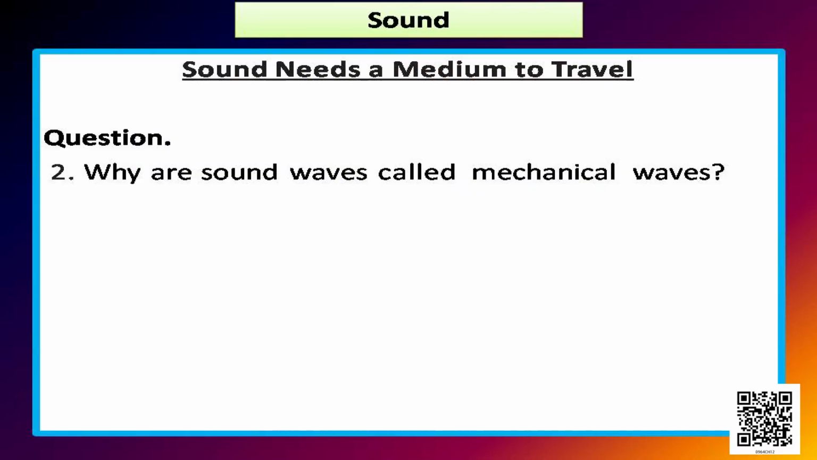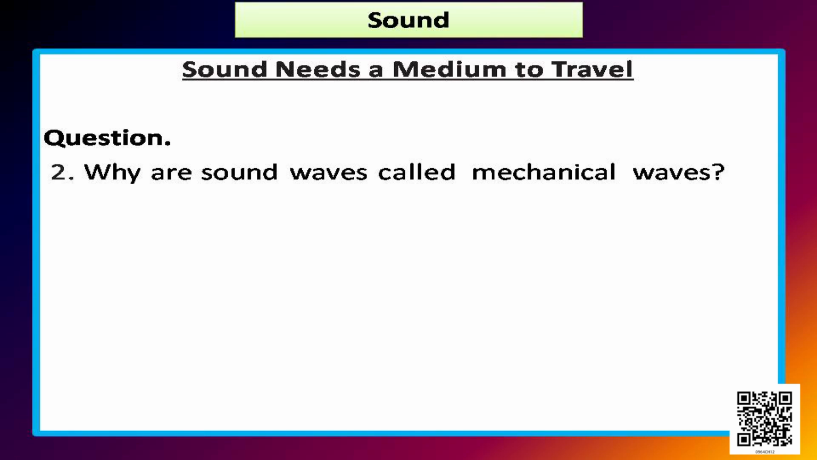Fine. Sound is produced because of the vibration of the bell. So it creates a disturbance. That disturbance travels through the medium, that is air, through compression and rarefaction, and it reaches our ears. That's why we hear the sound of the bell. Okay. Question 2 says, why are sound waves called mechanical waves?